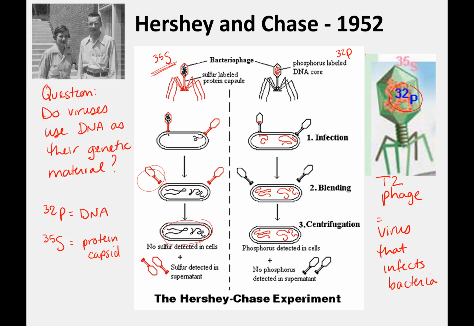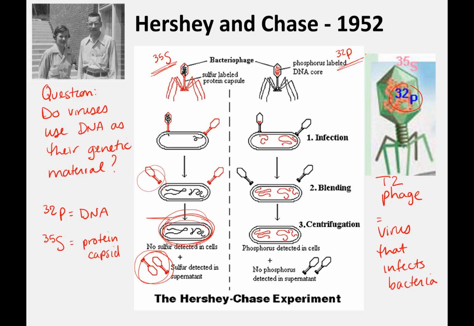So when they took the solution of protein-labeled bacteriophage, they found that there was no sulfur inside the cells. So suggesting that the sulfur was not, or the protein was not the genetic material, because the protein stayed outside of the cell. So you aren't going to be able to make new virus without the information in the cell.